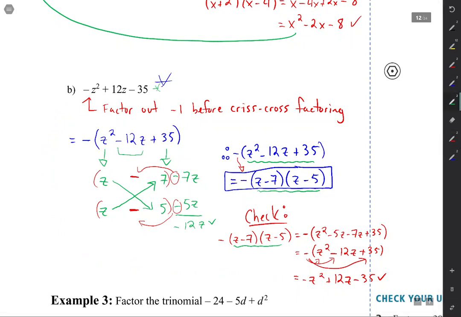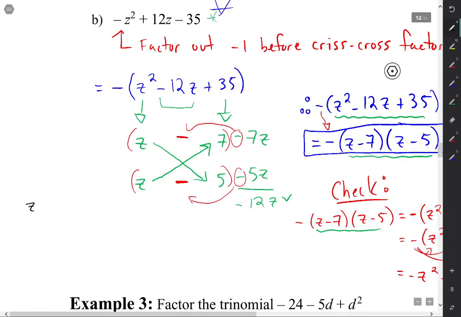You're probably wondering, what if we did choose 1 times 35 for a crisscross? Well, let's see what would happen. So let's pretend we're factoring that z squared minus 12z plus 35. So we have z times z, because that's our only option for those two factors. But we decided to use 1 and 35, because 1 times 35 equals 35. So when we do our crisscross, we have z times 1, which would give us 1z. And then z times 35 would give us 35z.